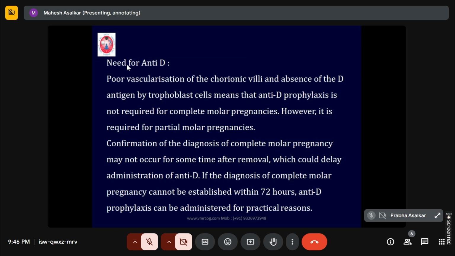However, the confirmation of the diagnosis of complete molar pregnancy may not occur for some time after removal, which could delay administration of anti-D. If the diagnosis of complete molar pregnancy cannot be established within 72 hours, anti-D prophylaxis can be administered for practical reasons. The diagnosis is by histopathological examination, which will not be available within 72 hours, so for all practical purposes you will give anti-D. Is it very clear to all of you?